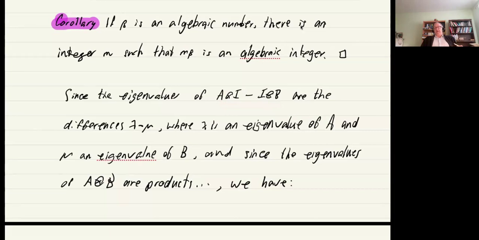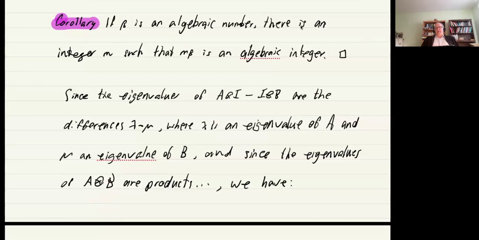Now, to get the products, you just use the Kronecker product, A times B. The eigenvalues of the product are the eigenvalue of A times the eigenvalue of B. Since A Kronecker B is an integer matrix, its eigenvalues are algebraic integers. So, given the basic facts about the Kronecker product, we get very simple proofs of an important fact: the algebraic integers form a ring. They are closed under multiplication, addition, and multiplication by minus 1.